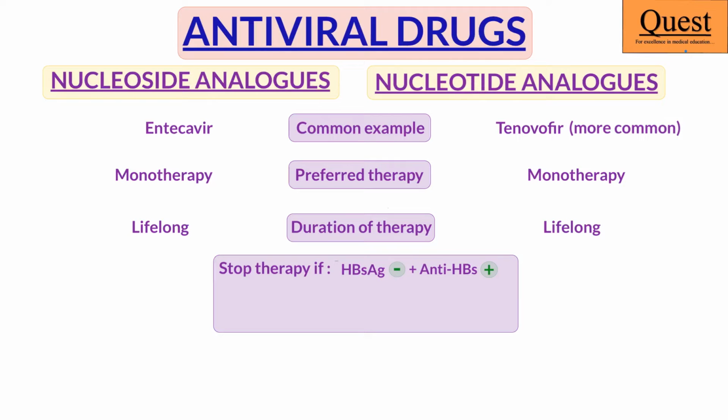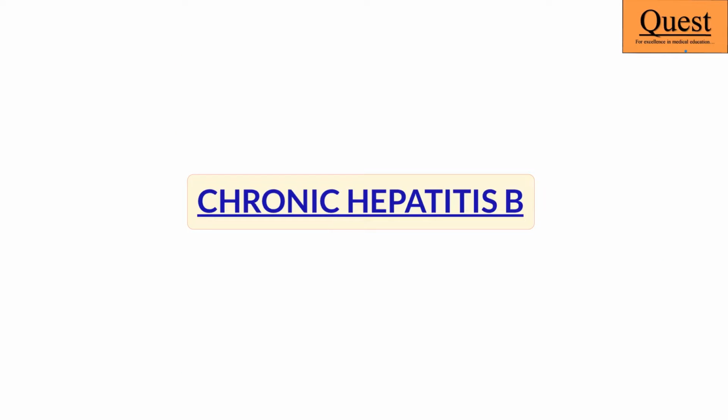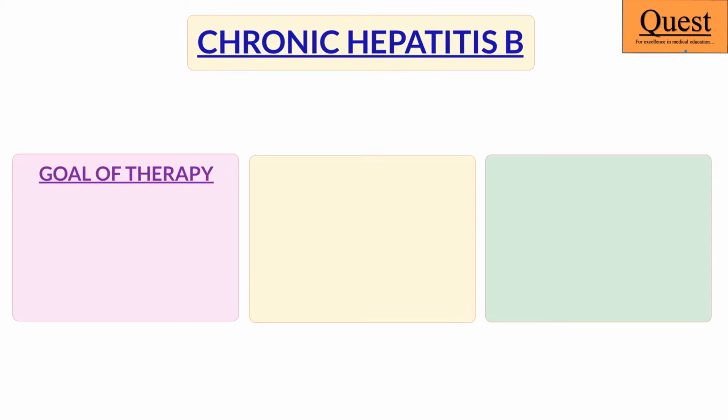One can also consider stopping therapy 1 year after HBe antigen has become negative. 40 to 80% of such patients can have sustained response and we can take a risk of stopping therapy. But remember, if the patient has already developed cirrhosis, then we prefer to give lifelong therapy. The one thing to remember about tenofovir especially is that we need to monitor renal functions because the drug is nephrotoxic.